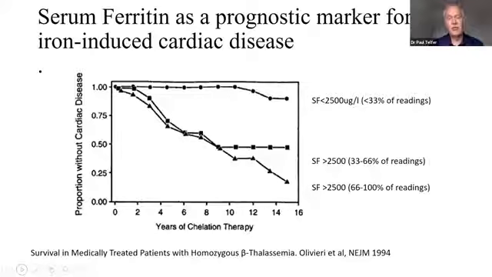So a level of 2,500 is really too high, and most would now consider a level of 1,000 or somewhere between 500 and 1,000 micrograms per litre as a more appropriate and achievable target for maintaining the serum ferritin to protect against cardiac disease and for other complications of thalassemia in the longer term. And a level of 2,000, 2,500 is really too high. Next slide, please.